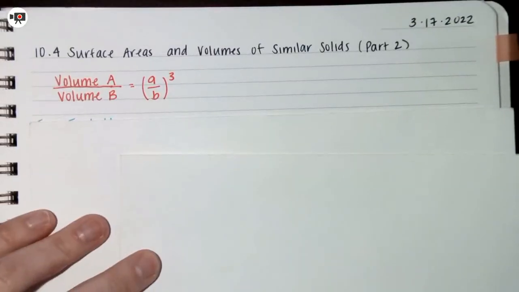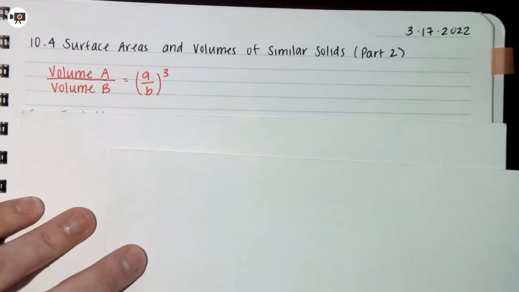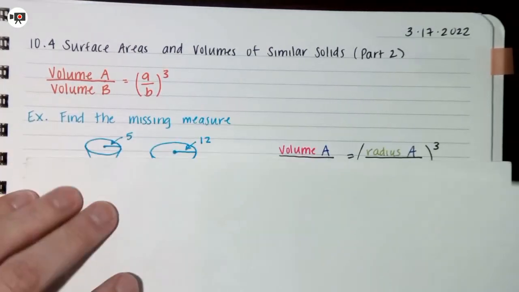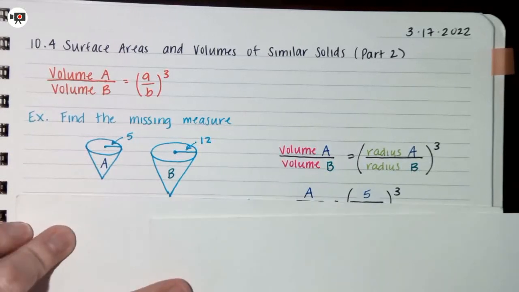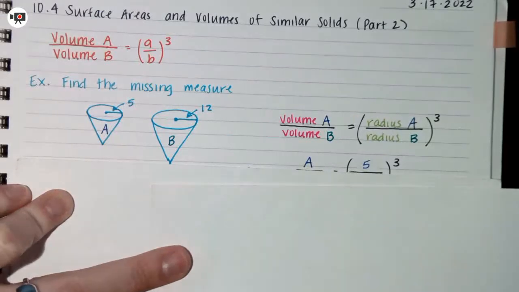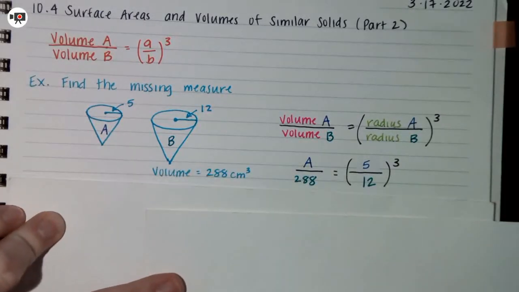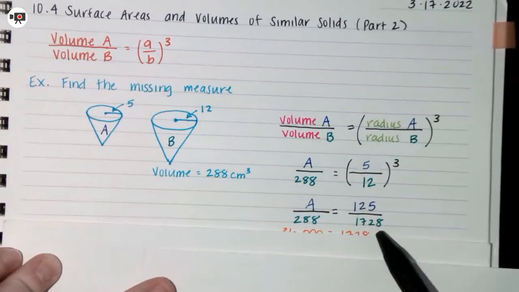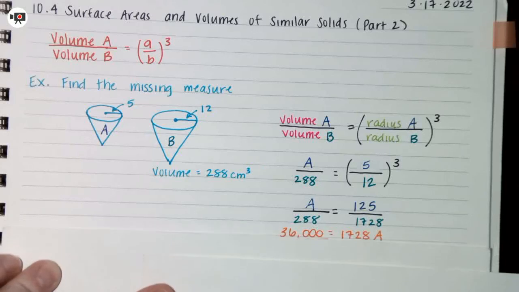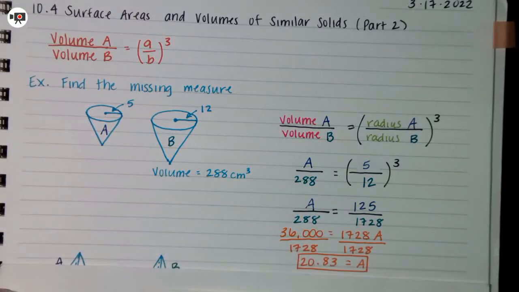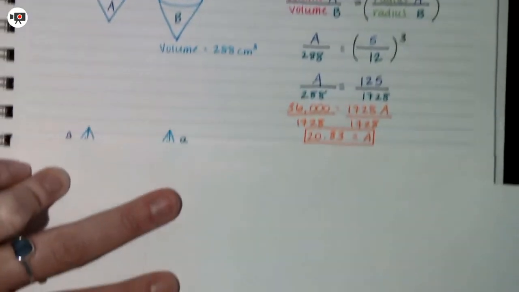If we are given volume, it's the same deal as surface area, except the dimensions are cubed. So we are going to find the missing measure. Filling in volume of A and B, radius of A and B, I have A over 288 equals 5 over 12 cubed. When I cube these, I get 125 over 1728. Then you cross multiply and solve for A, and you get 20.83 equals A.